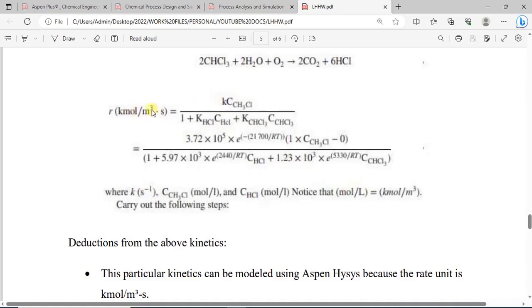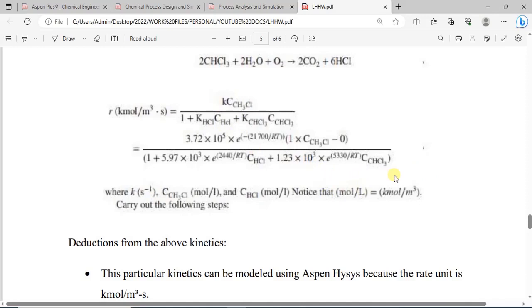As you can see, the rate is based on reactor volume because we have meter cube in the rate units. You have meter cube, so you know that this is based on reactor volume, and this can be modeled using Aspen Hysys. Then the concentration basis here should be molarity, because this is C. You see that this is molarity. So you have your numerator, which is your kinetic factor, and then you have your adsorption, which is your denominator. You can see different deductions from this particular expression.